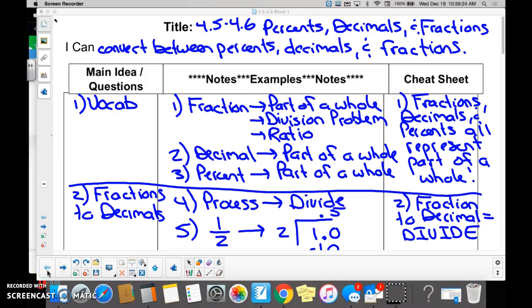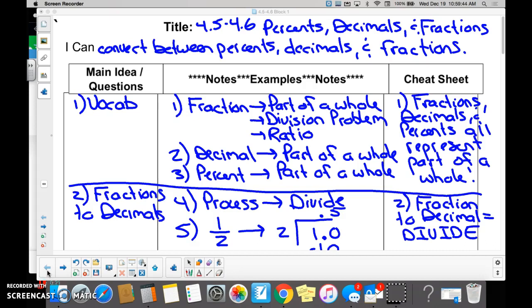3.5 and 4.6, percents, decimals, and fractions. I can convert between percents, decimals, and fractions. Are we confident we can do that now? First of all, the vocab is basically just trying to make one point: a fraction, a decimal, and a percent all represent a part of one whole.